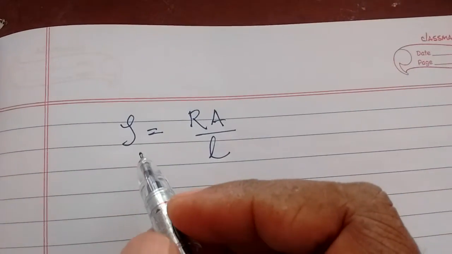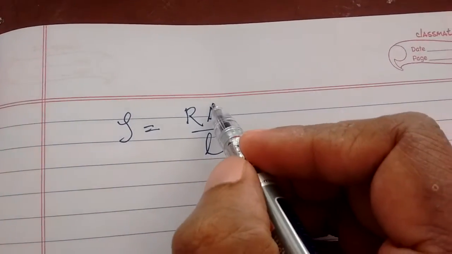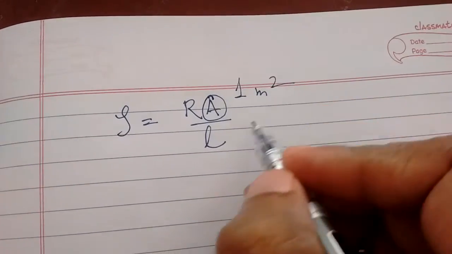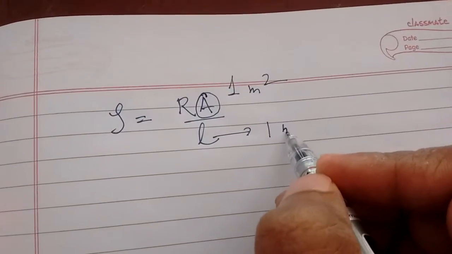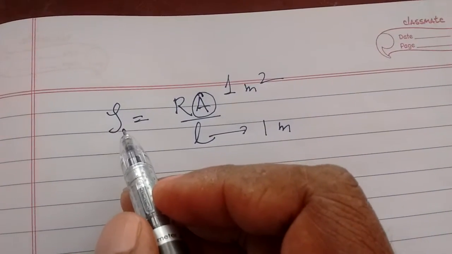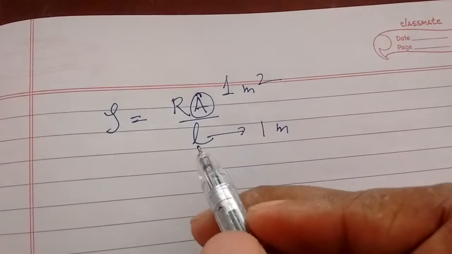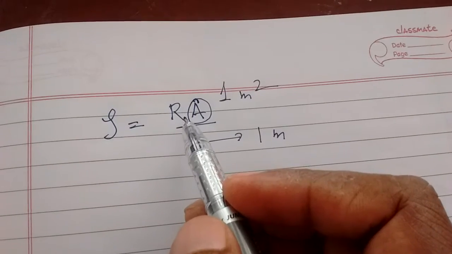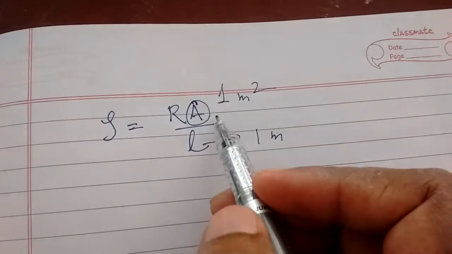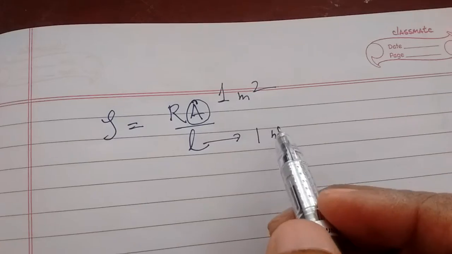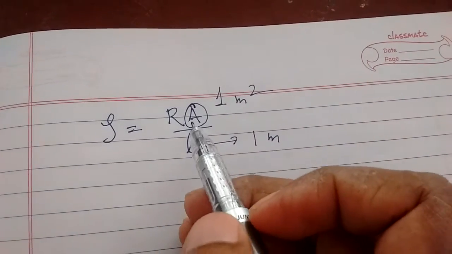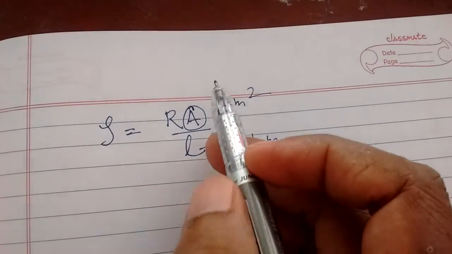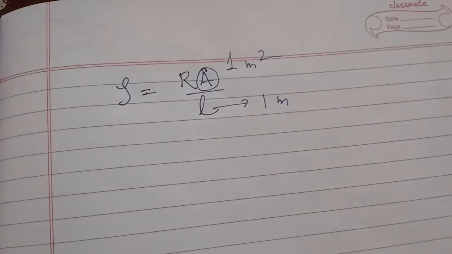So what is the definition of resistivity? If area of cross section becomes 1 square meter, L becomes 1 meter, then resistivity will be equal to R. That is resistance of a material having unit cross sectional area and unit length. So resistivity is defined as the resistance offered by a material of length 1 meter and cross sectional area of 1 square meter. That's all.